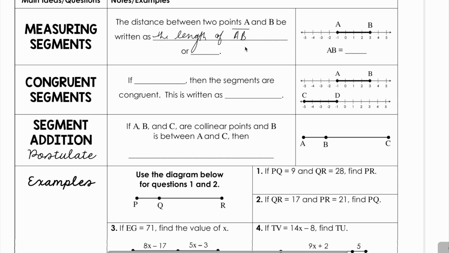Now, similar to when we were writing lines, we talked about that symbol on top, and this would be the symbol for line. So this would be a symbol for segment, right? There are no arrows, so this is telling us that the segment is going to start and stop at a specific location, unlike a line where it continues on and on forever.